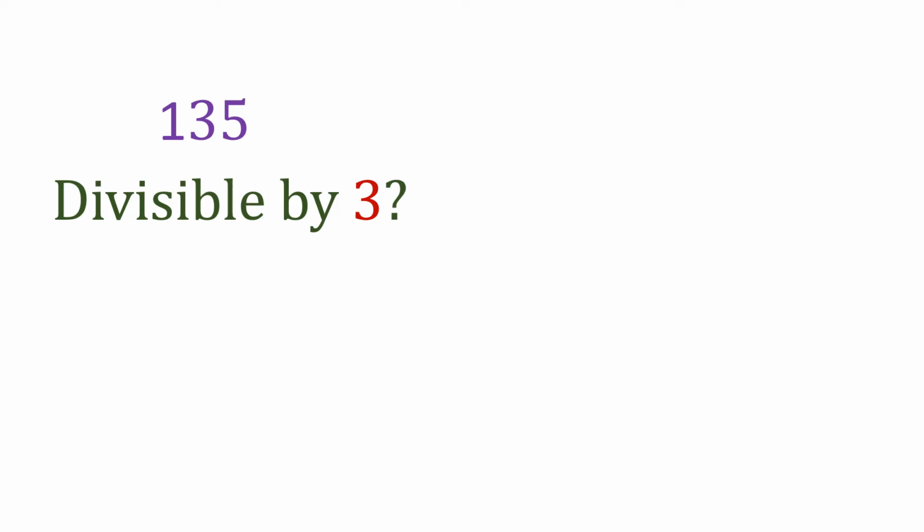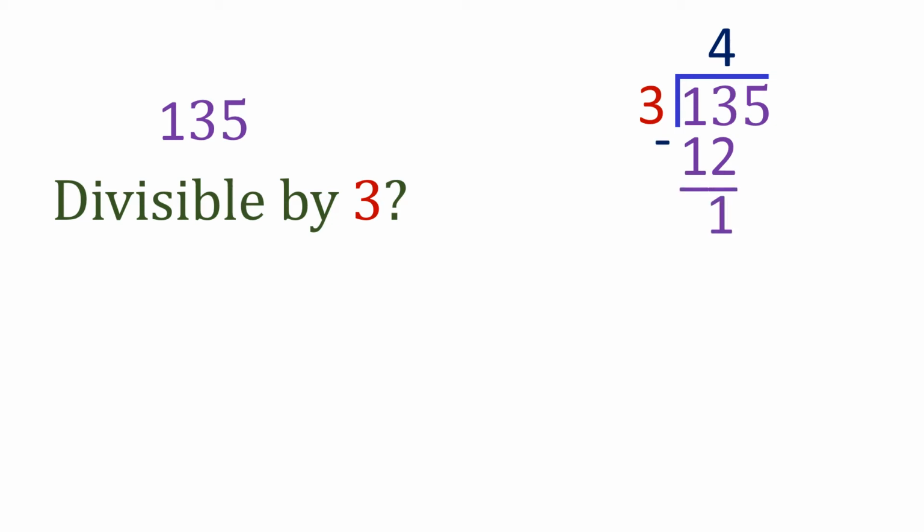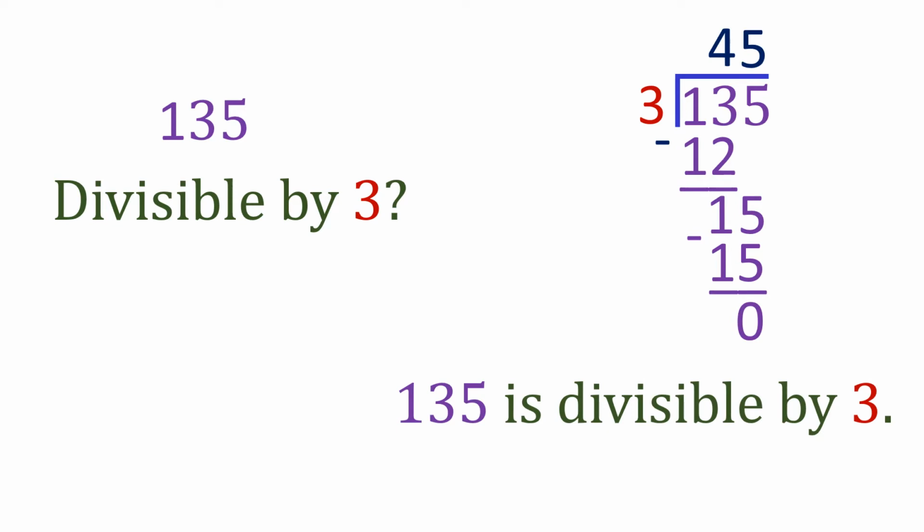Of course, we're going to try to divide these two numbers. This 135 divided by 3. So 13 divided by 3 is 4, since 4 times 3 is 12. Then take the difference, which is 1. Bring down 5. 15 divided by 3 is 5, since 5 times 3 is 15. And take the difference, which is 0. So that means there's no remainder. So therefore, 135 is divisible by 3.